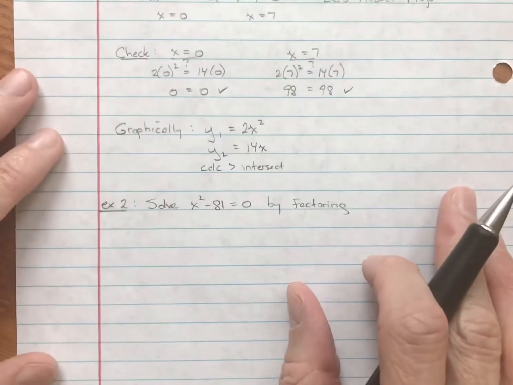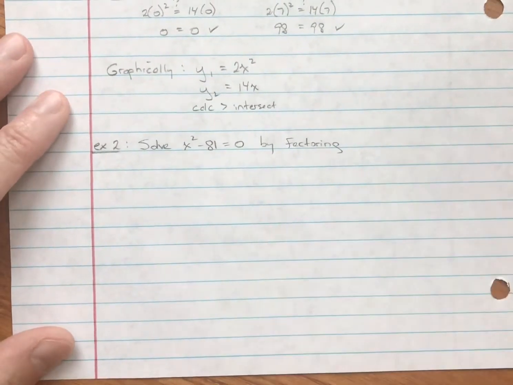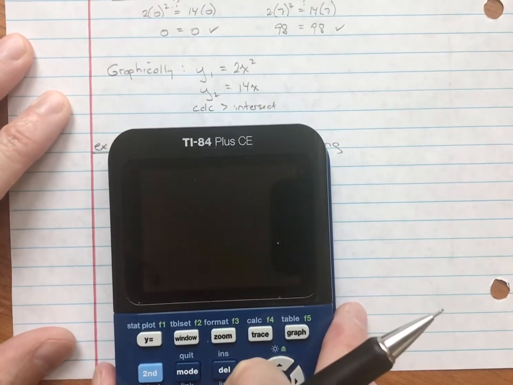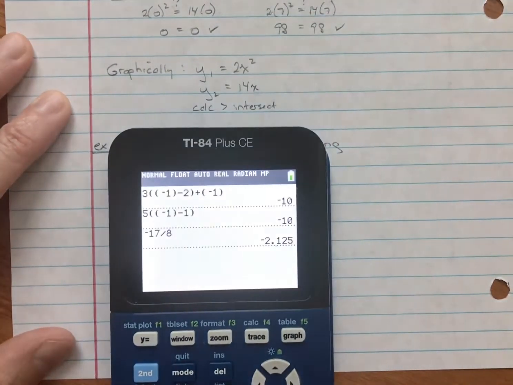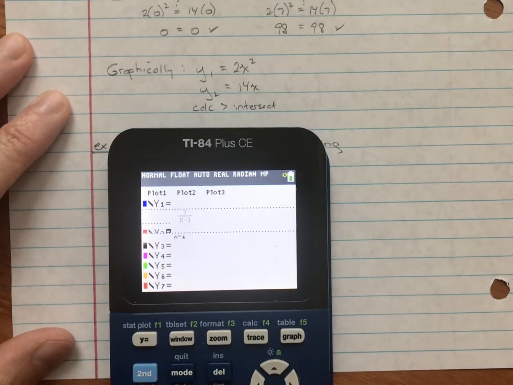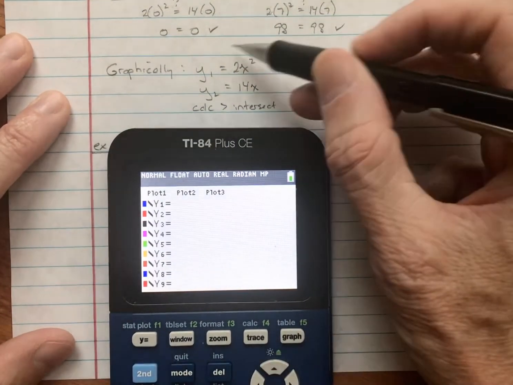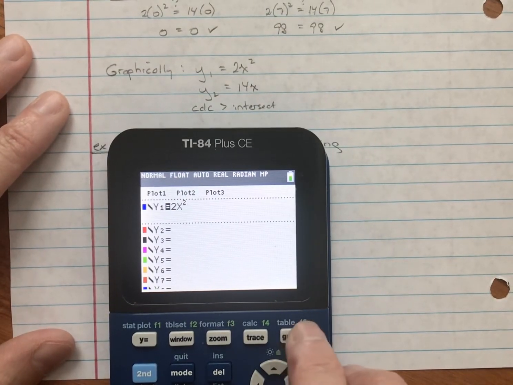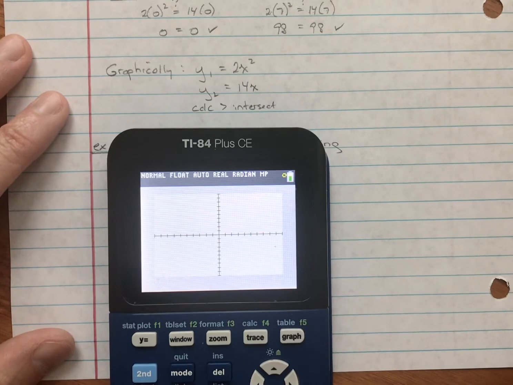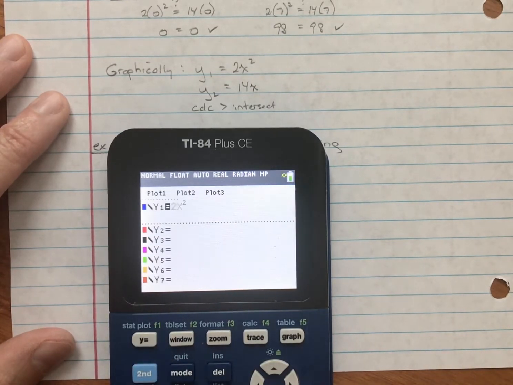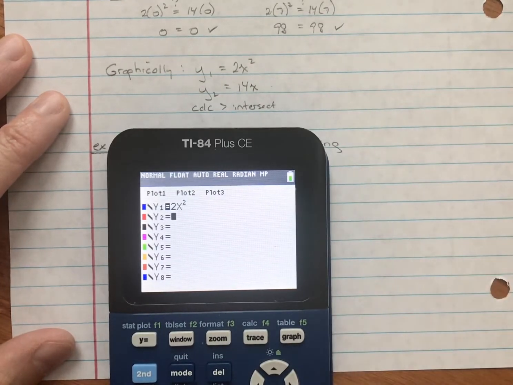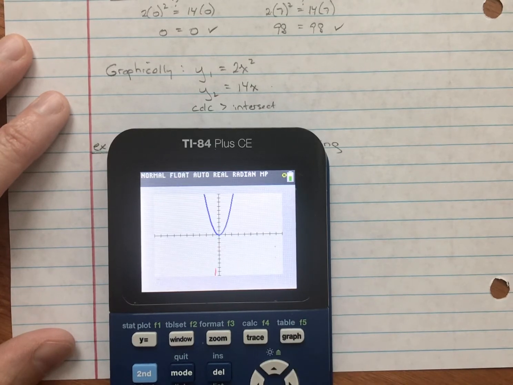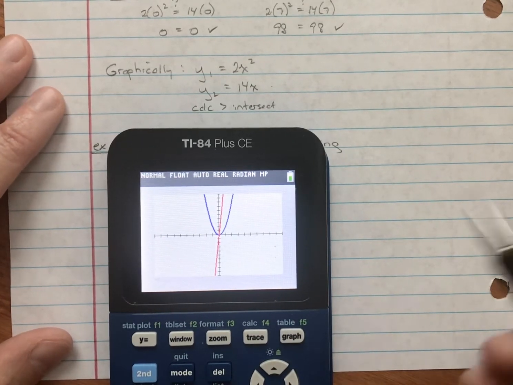I'm going to slide this up. I have enough room there. Okay, I'll come into here. Let's see what I have. So y equals, let's clear out what I had before. So my y1 is right here, 2x squared. I know that's going to graph as a parabola. There's the parabola, 2x squared. Okay, y2 is 14 times x. That's linear. That's going to graph as a line. And I'll graph that one. And there it goes.